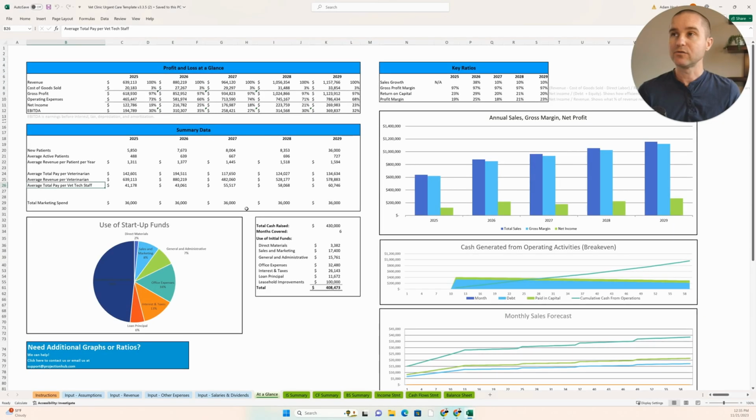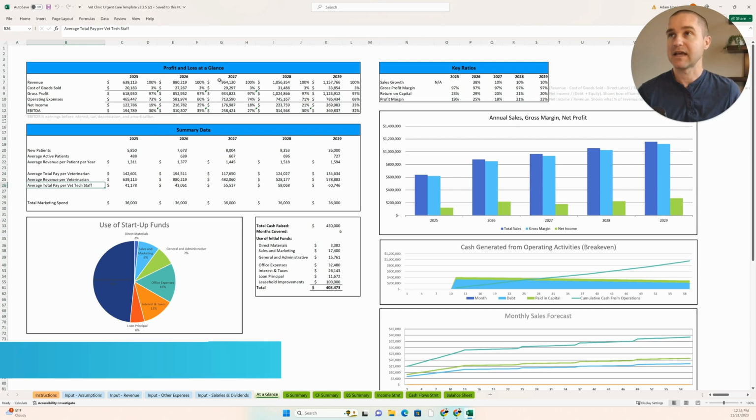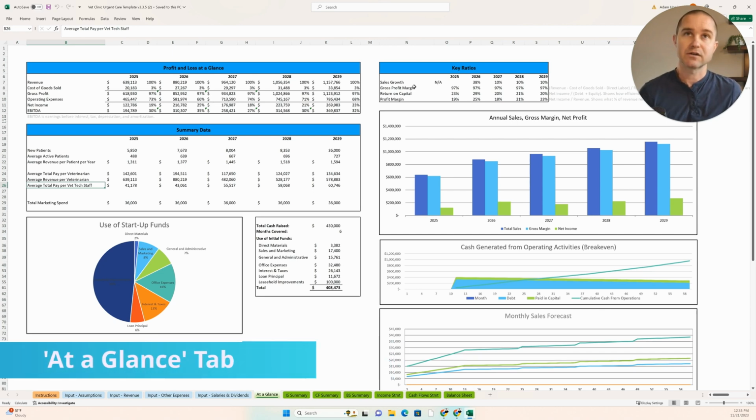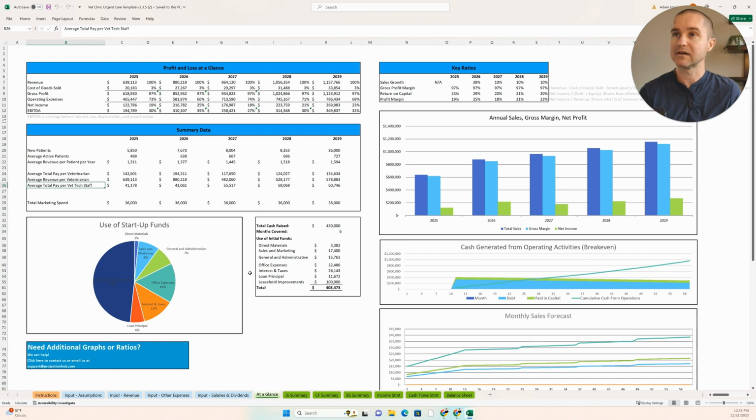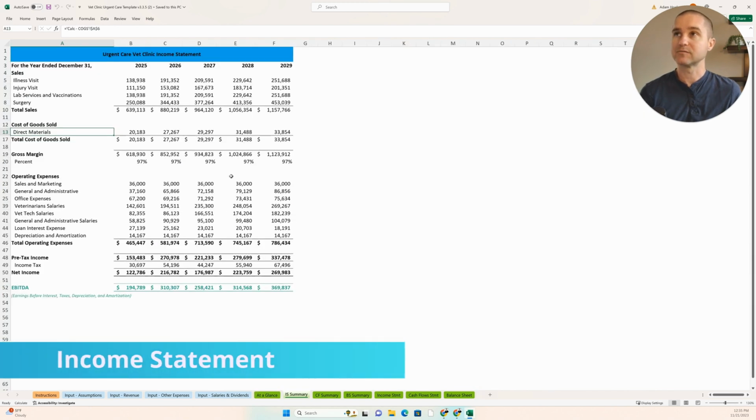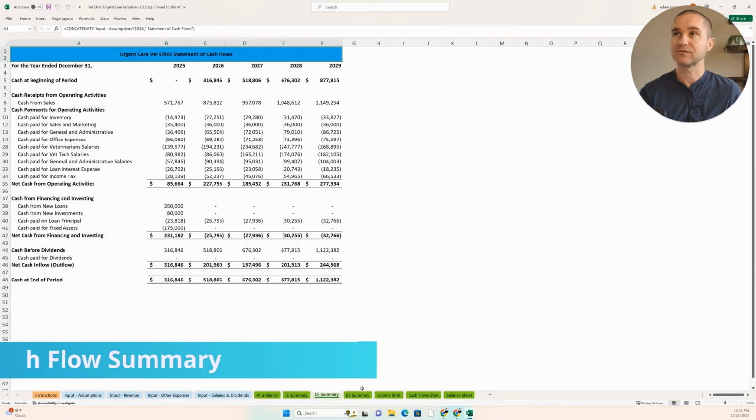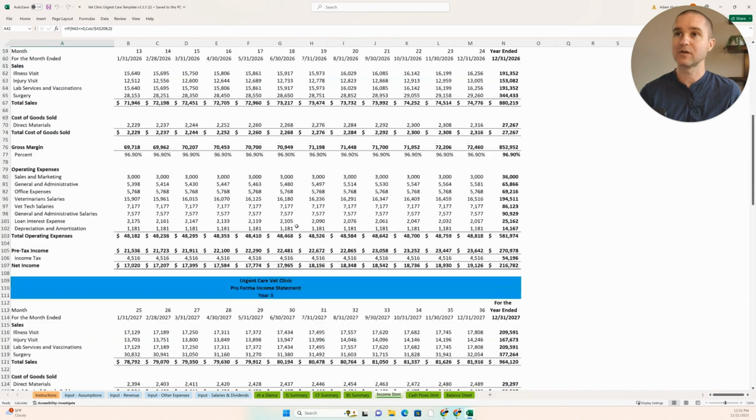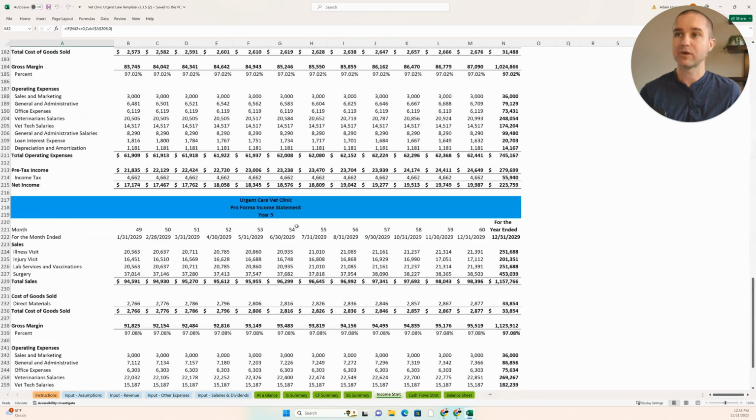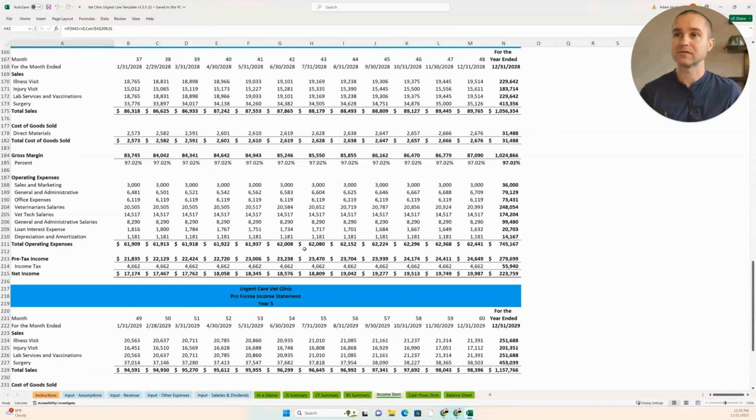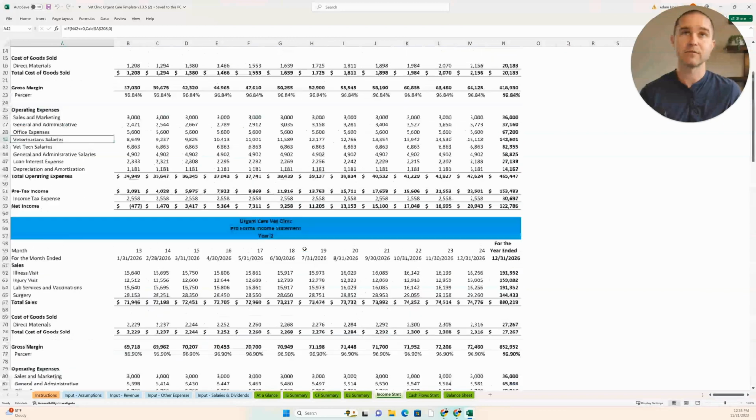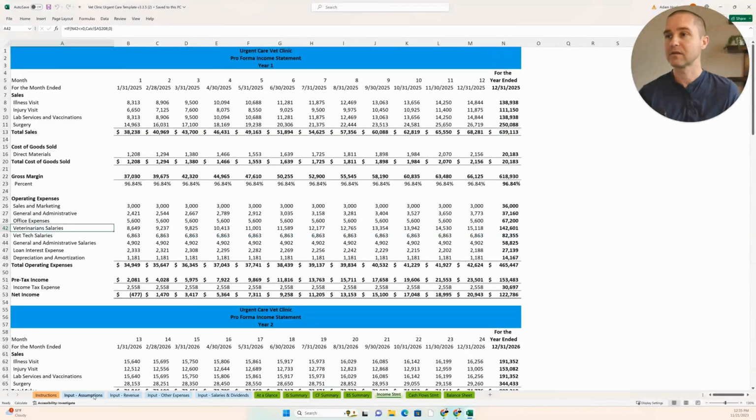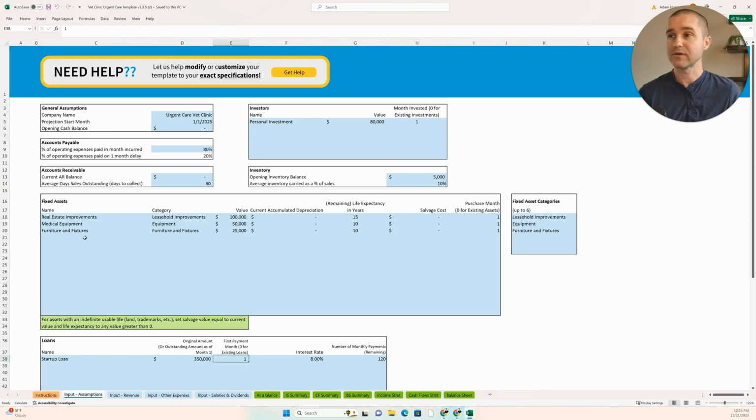All right, so when you finish the process, you're going to come to this at a glance tab, which will show you a bunch of different graphs and charts and key ratios, some summary data, use of startup funds. You'll also get a 5-year income statement summary, a 5-year cash flow summary, a 5-year balance sheet summary, and then the income statement, cash flow, and balance sheet all broken down by month for each of the 5 years. So you get the annual detail along with the monthly level detail as well. But in order to produce these reports, we have a little bit of work to do.